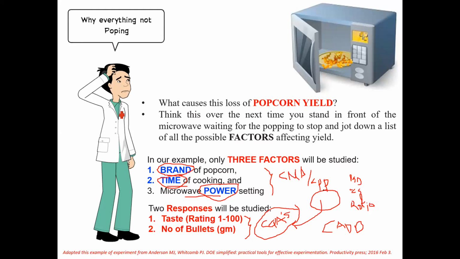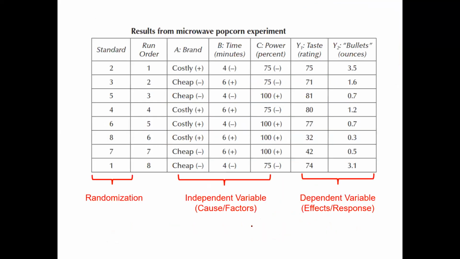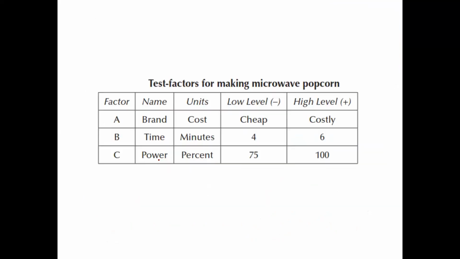So in this experiment, the brand, the time of cooking, the microwave power setting, and the two responses, taste and number of bullets, have been analyzed. So 2 to the power 3 will give you 8 experiments. Now you can see what we have taken. We've taken the brand, with the unit being cost, the time of cooking in minutes, and the power of cooking, for better understanding given in percentages. The low level is a cheap brand and the high level is a costly brand.